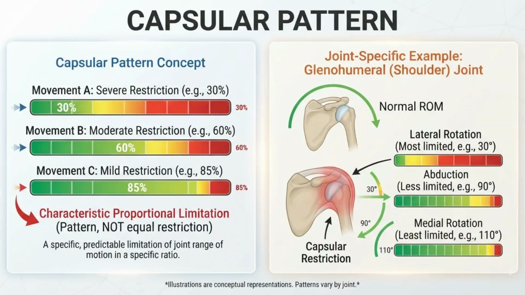A capsular pattern refers to a characteristic proportional limitation of joint movement associated with involvement of the joint capsule. The important point is that the restriction is not necessarily equal in every direction. Different joints have different characteristic patterns. Recognizing a capsular pattern can provide useful clinical information and may suggest that the restriction is related to the joint or its capsule. However, a capsular pattern is a clinical finding and should not be considered a diagnosis by itself.